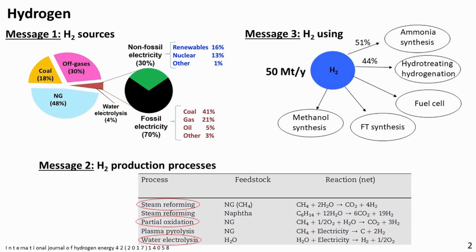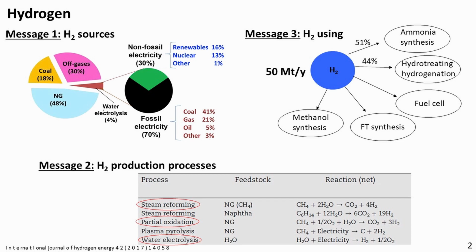The main industrial sources of merchant hydrogen are as follows: steam methane reforming, about half of all hydrogen produced; partial oxidation and autothermal reforming; steam oxygen gasification of coal; refinery and chemical plants; water electrolysis; and other minor sources like plasma pyrolysis, residual oil and biomass gasification.